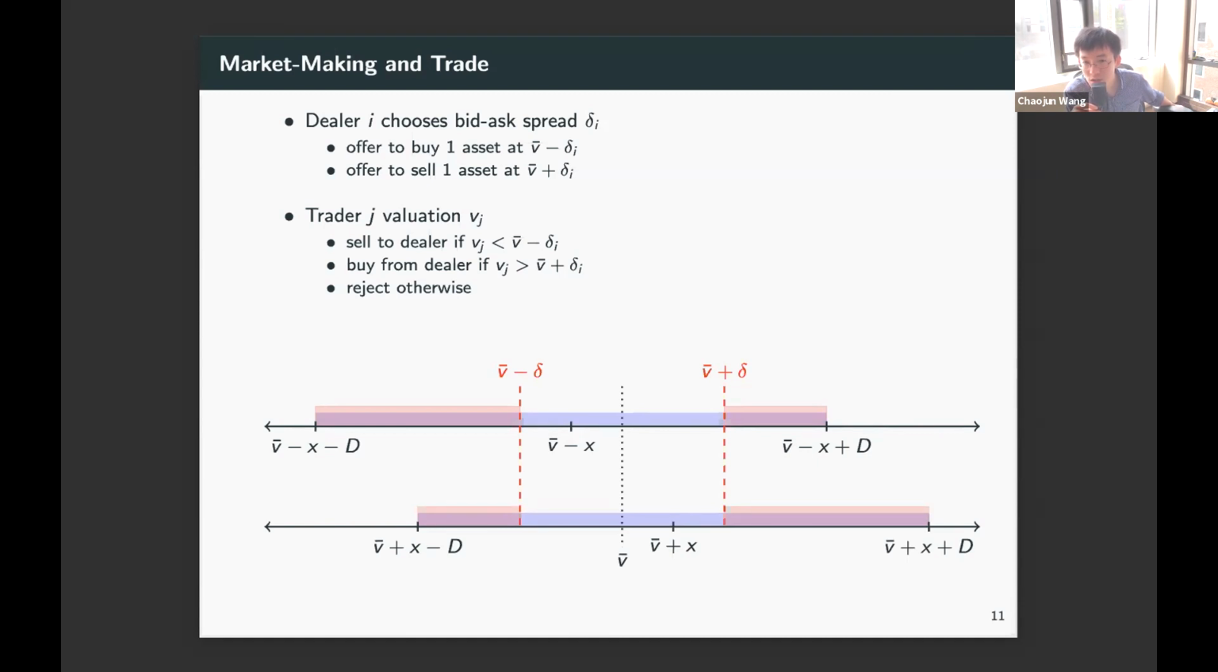So that's the advantage of choosing the mid price, because by choosing a mid price that's different from V bar, you're not necessarily lowering the expected volume that you can trade, but yet you get the more precise posterior.